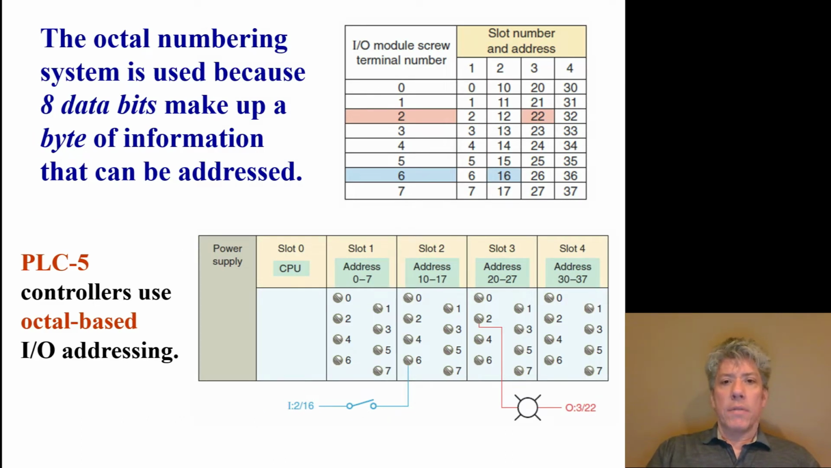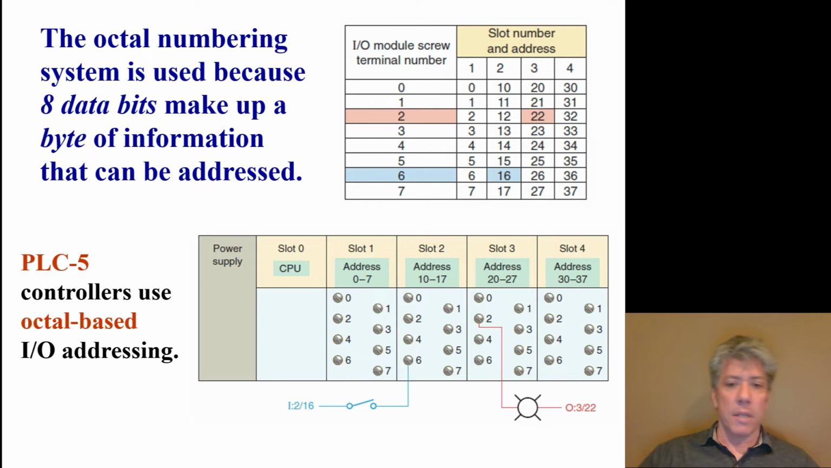Alright, so a lot of times PLCs are based with, or inputs and outputs are based with, octal addressing. And the reason for this is because the way it breaks up is kind of nice. 0 through 7 breaks up nicely as a byte, right? So there's 8 data bits that make up the byte, and thus octal addressing is often used, although it's usually not really obvious that it's octal addressing.